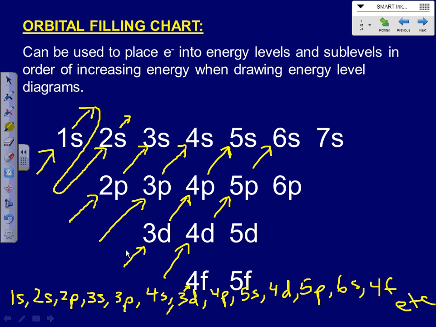Blank periodic table. 1, 2, 3, 4, 5. 1, 2, 3, 4. 1, 2, 3, 4. 5. 1, 2, 3, 4. Perfect. Okay. And you know what you can do? Write down on the top of this orbital filling chart, on the top of that blank periodic table.